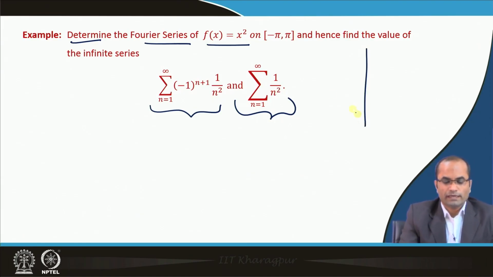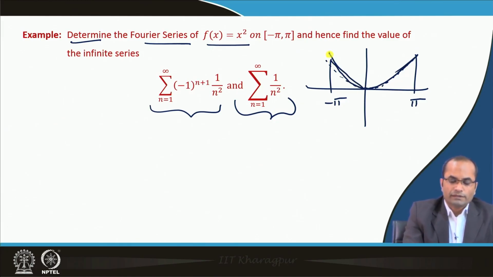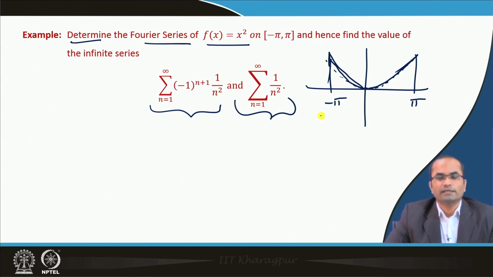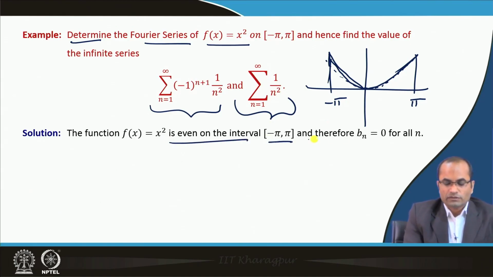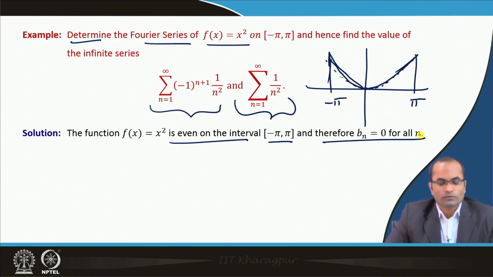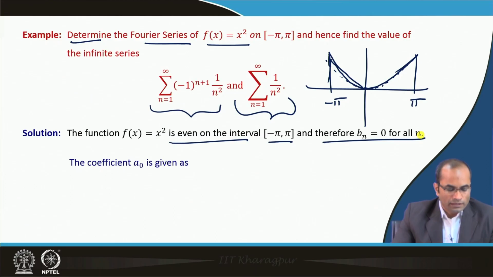So, here we have the function x square in the range minus pi to pi, and we know that this x square function is an even function in this range. So, again we will get the cosine series, and therefore the bn's will be again 0 because of this even function. So, this b n will be 0 for all n, and then we can compute an's.